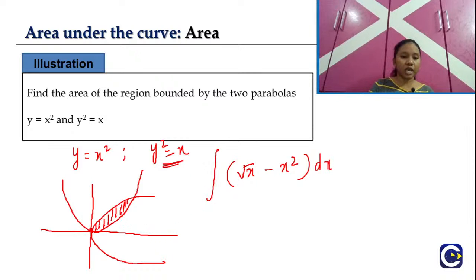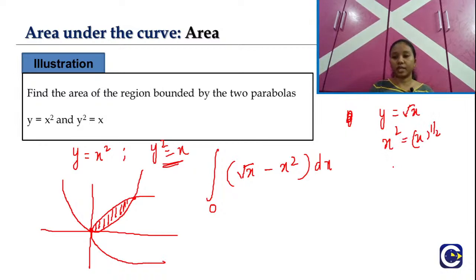One thing is sure, that one point will be 0, where it starts, and we have to find the intersection point to get the other limit, right? So how can we get it? In place of x, we can substitute y square. So y is actually root x here. In place of y, we can substitute x square, which is equal to x power 1 by 2. If I square, x cube will be equal to 1. So either way, it will be 1, right?